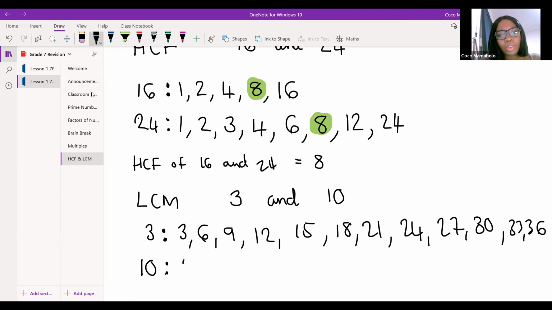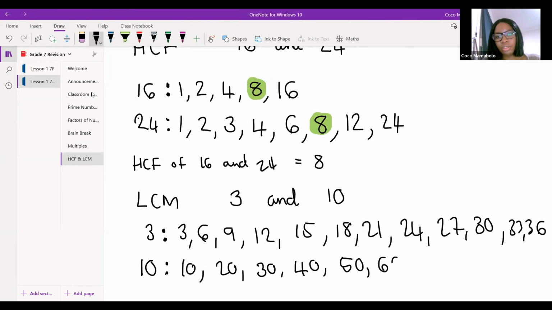It's 10. Good. 20. Good. 30. 40. 50. Good. 60. 70. Excellent. 80. Good. 90. 100. Okay, we'll stop at 100 because they can keep going, but we're going to stop here. Okay, excellent. Very well done, Singata.